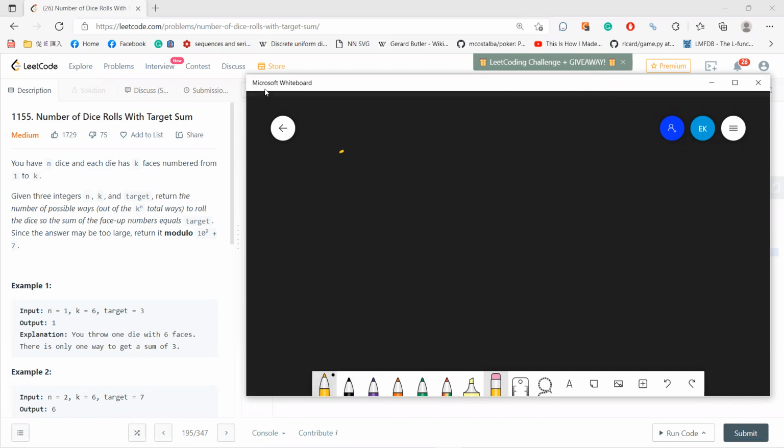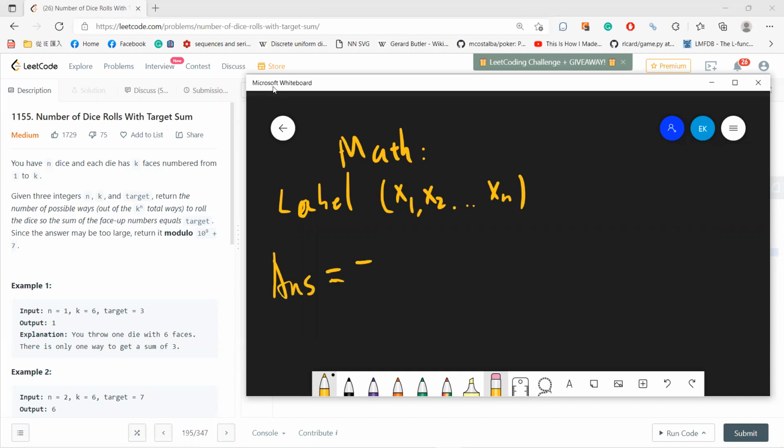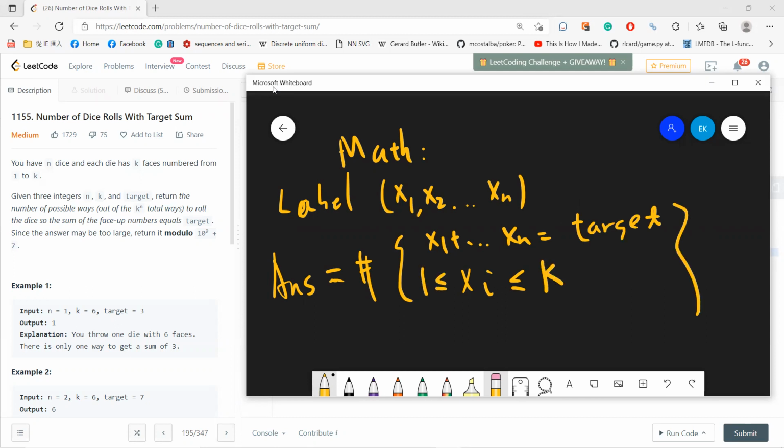Okay. So this problem is pure mathematics. Basically you have n dice, right? So you can label the results x1, x2 up to xn, and your answer will be the number of solutions of x1 plus up to xn equals the target, such that each xi is less than or equal to k and greater or equal to 1. Okay.